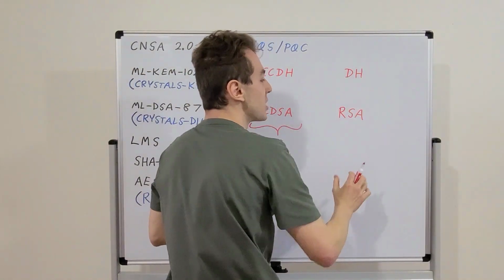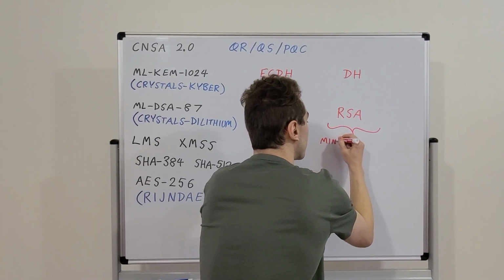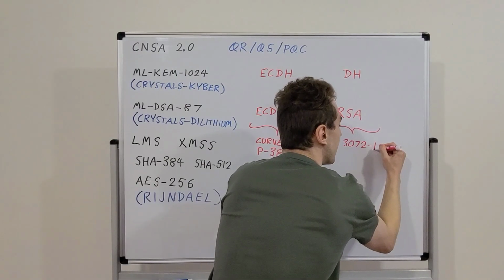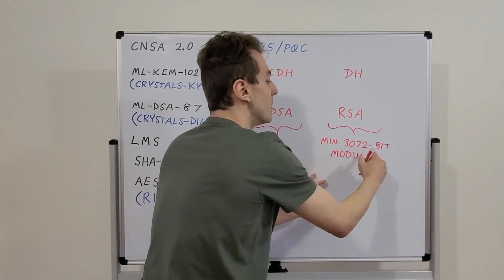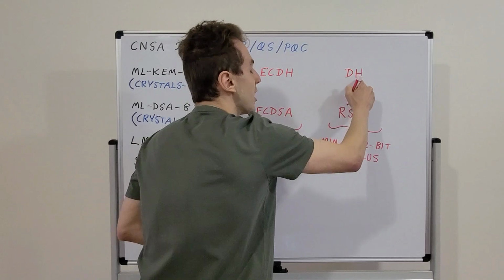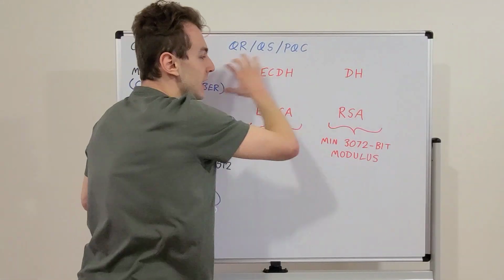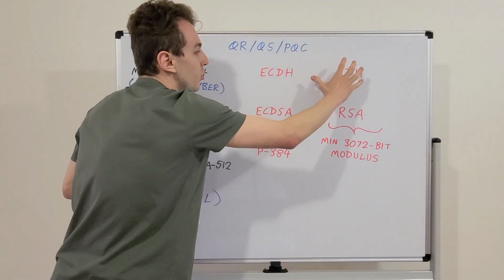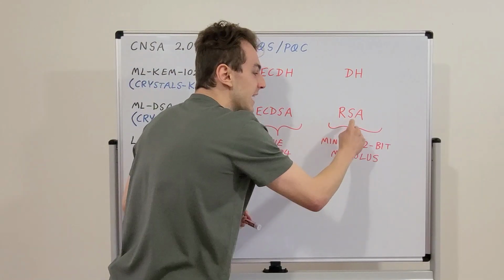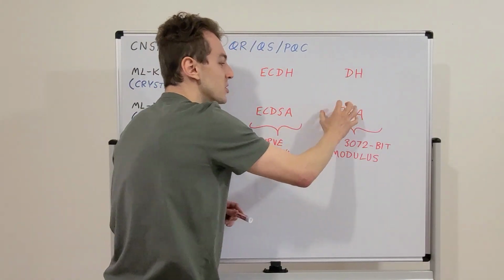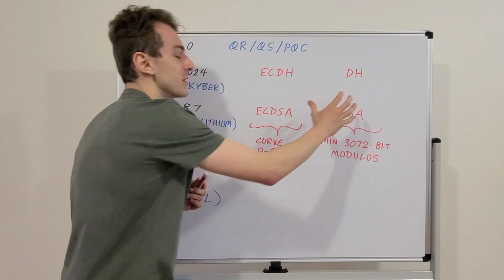So both Diffie-Hellman key exchange and RSA, they were intended to be used with a minimum 3072 bit modulus. That's the minimum size of the modulus for both RSA and Diffie-Hellman key exchange that was allowed in CNSA 1.0. So you can see how I've organized these guys. We have the algorithms that are responsible for key establishment, and then we have the algorithms that are responsible for digital signatures. And note that RSA can fit into both of these categories, because you can adapt RSA, you can make it into a digital signature algorithm, and you can also make it into a key establishment algorithm.